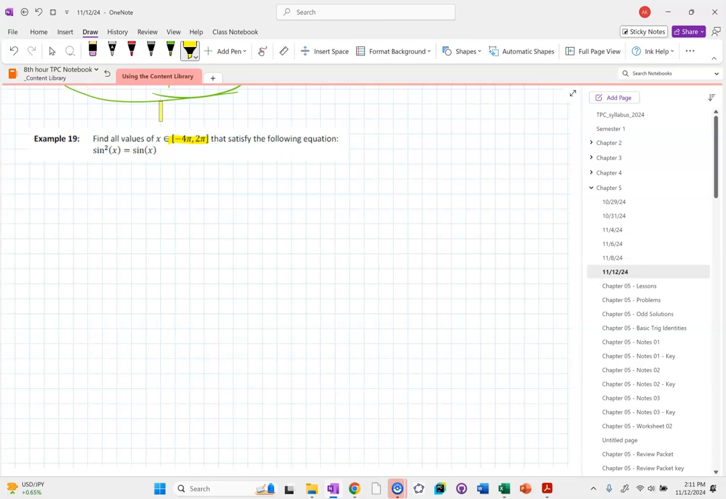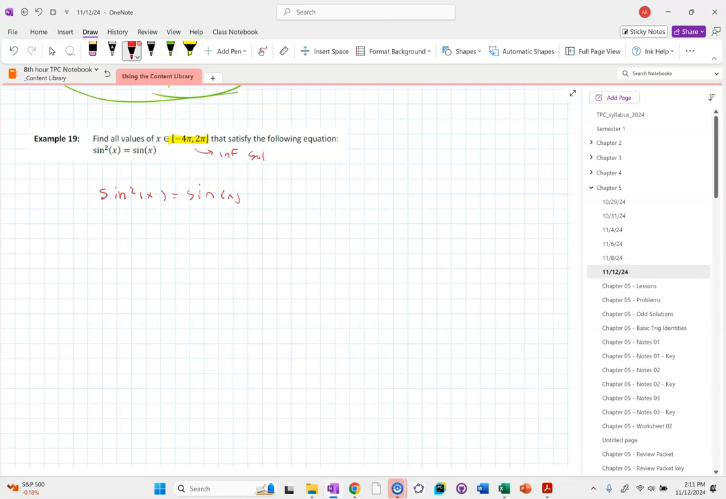Because that's bigger than 2 pi, or it doesn't include 0 to 2 pi, I'm going to write my answers as infinite answers. And then I'm going to use that to generate the answers that I actually need. So let's look at my problem. I have sine squared x is equal to sine x.